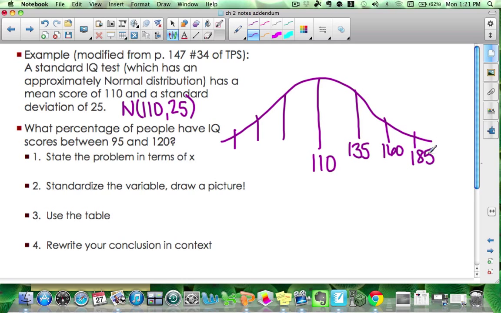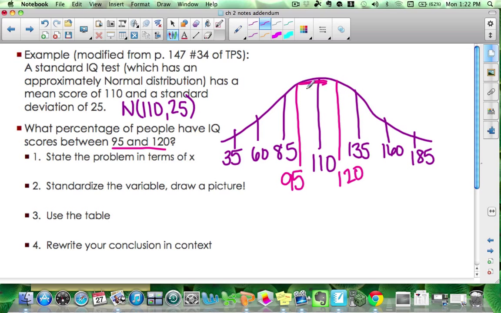Let's do the same thing in the other direction. If I go one standard deviation below the mean, I'm at 85. 2 puts me at 60. And 3 puts me at 35. Now, I want between 95 and 120. So 95 is going to be right about here. 120 is going to be right about here. And I want to shade right in between. Guys, this step, drawing and shading and all that, you're going to get annoyed with it, but it's too bad. You have to do it. This is absolutely non-negotiable. So that's it for step 1.